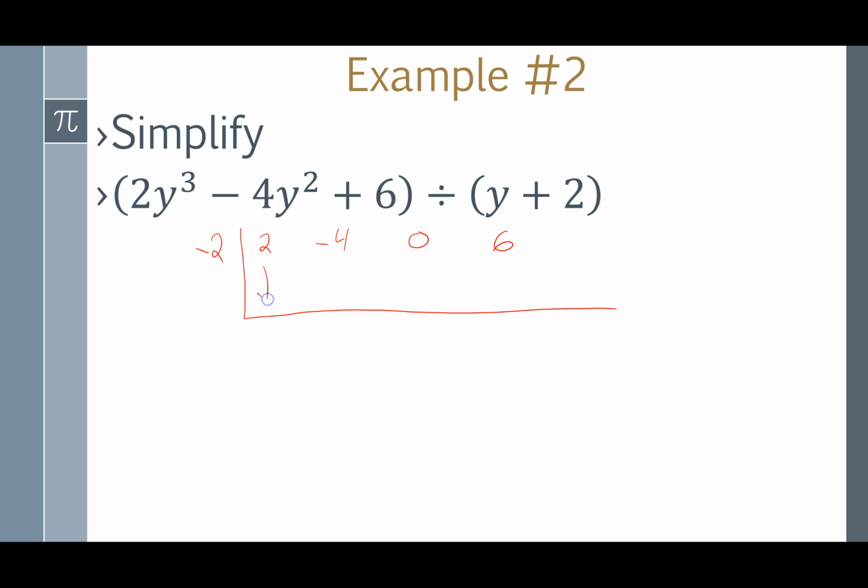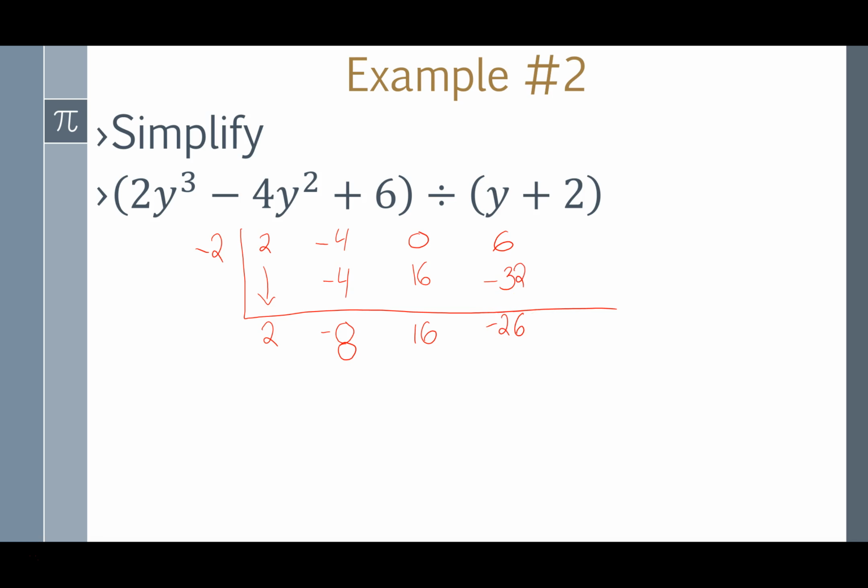Like last time, we carry down the first term, and then we just start multiplying. Negative 2 times 2 is negative 4. We add them to get 0. Oh, sorry, negative 8. My bad. Negative 2 times negative 8 is going to be a positive 16. Add them to get 16. Multiply them to get negative 32, and add them to get negative 26.